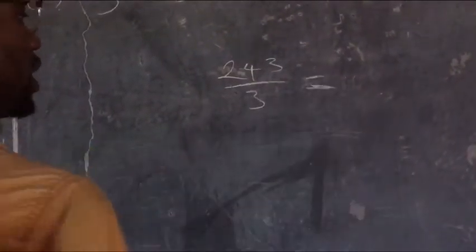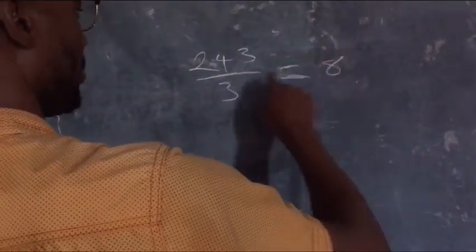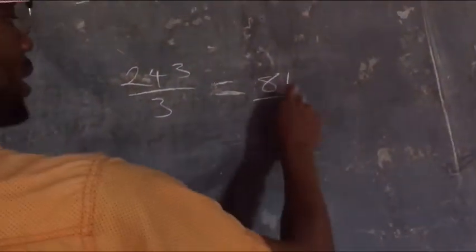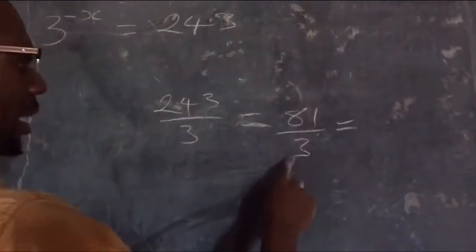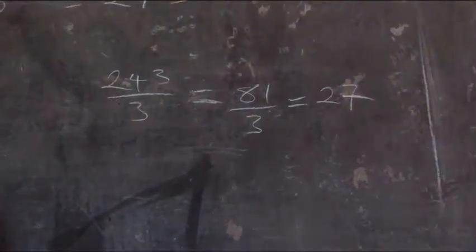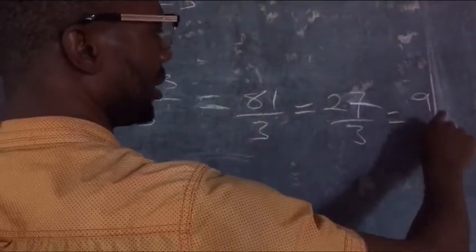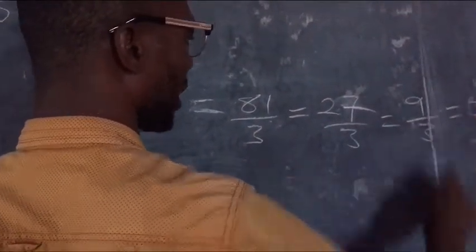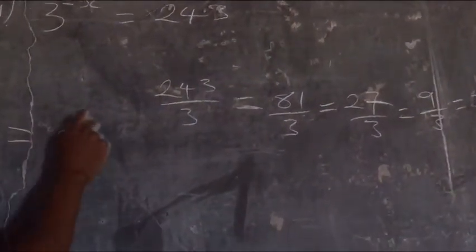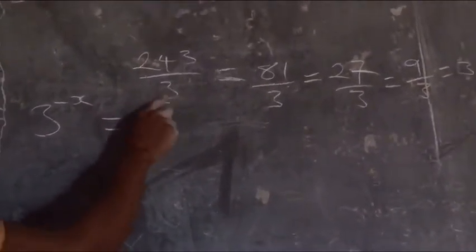will give me 81. Then 3 by 3 will give me 1. Then if I divide this one by 3, I will get 27. And then 27 by 3, I will get 9. 9 by 3, I will get 3. So that means from there we have 3 raised to power minus x is equal to 3 raised to power 5.